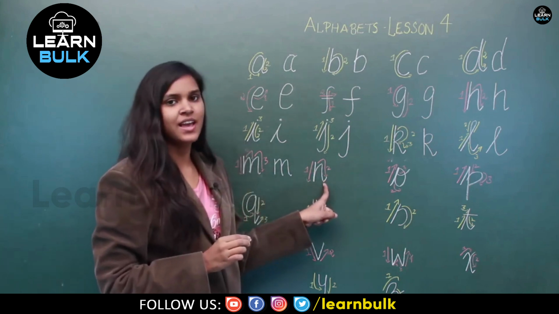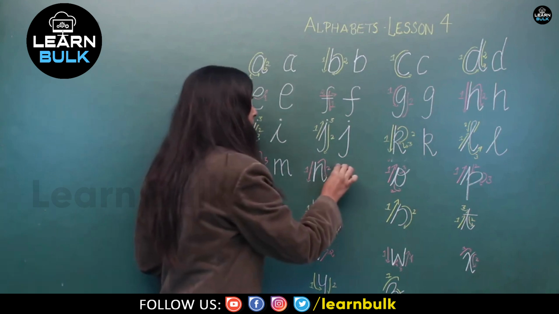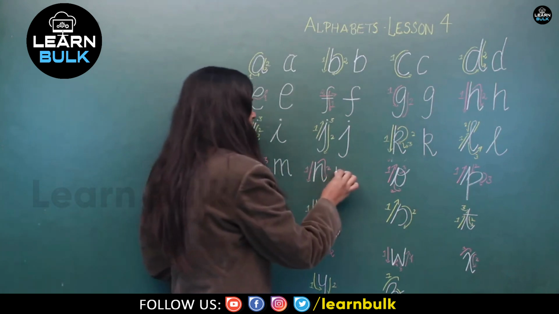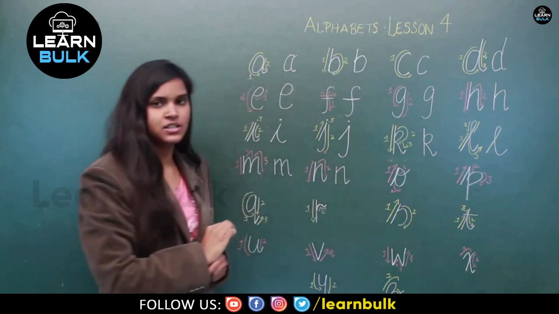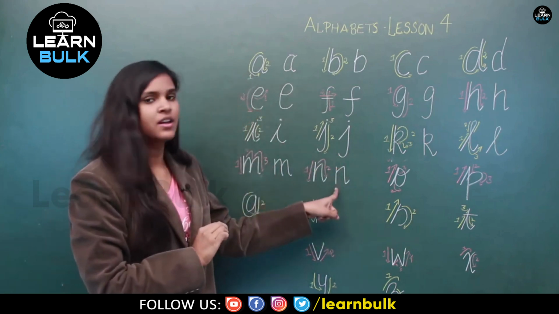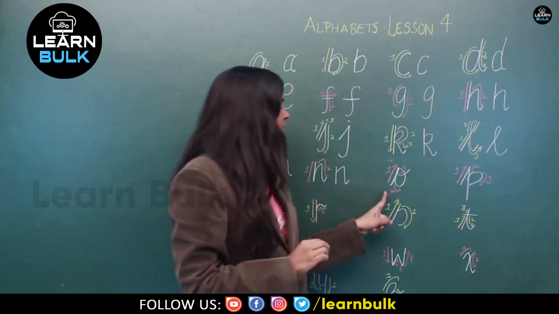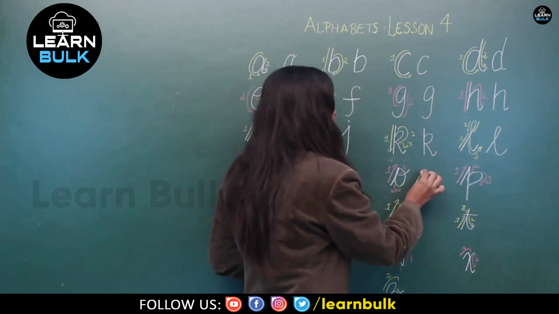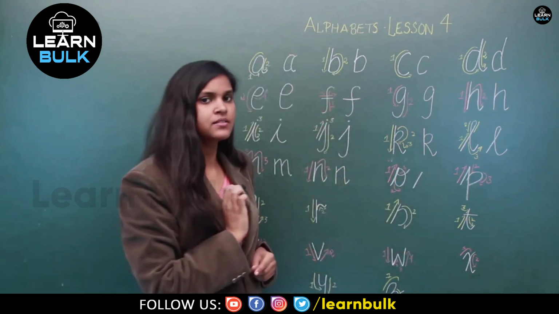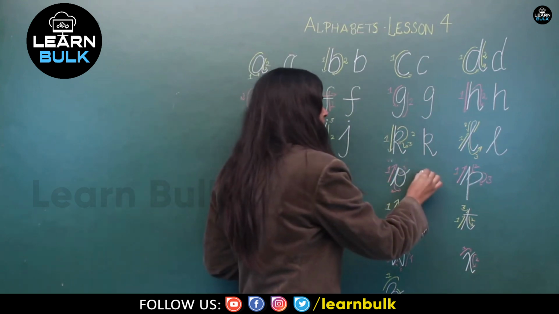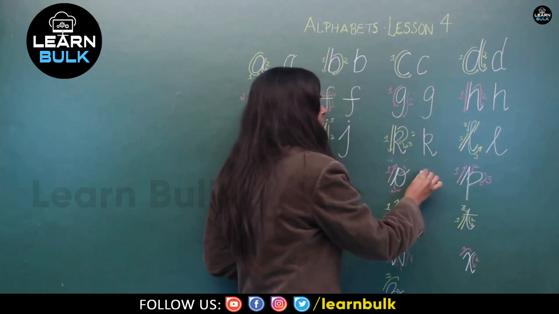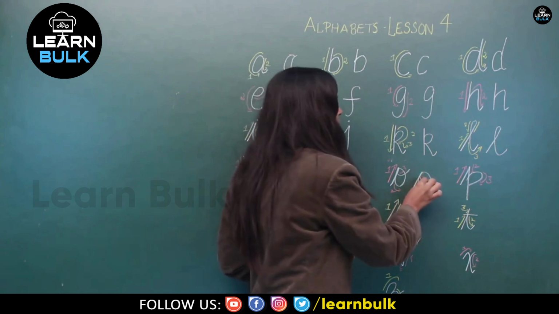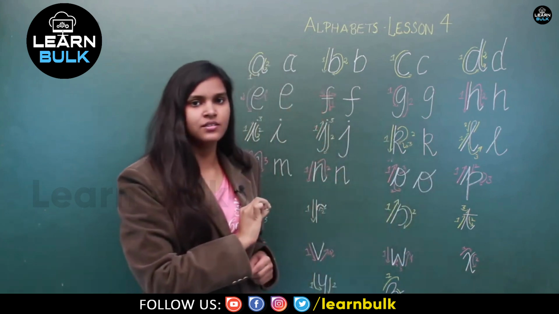Let's learn how to write N. A straight line and a curve attached to the line. Let's learn how to write O. A slant line, a circle, a curve inside the circle.